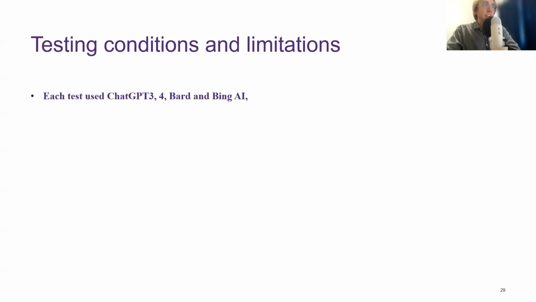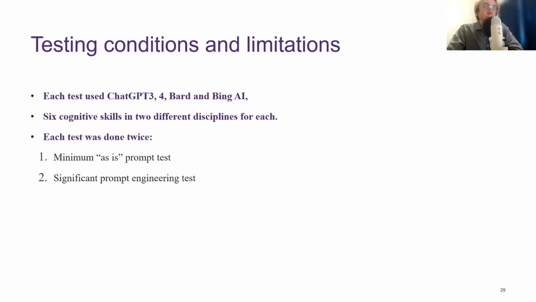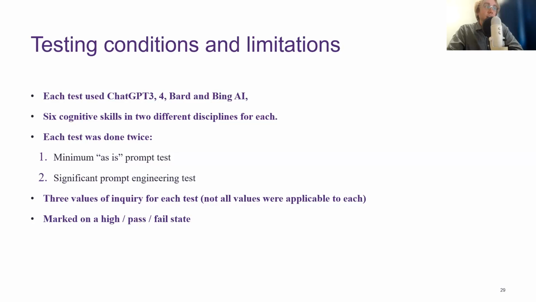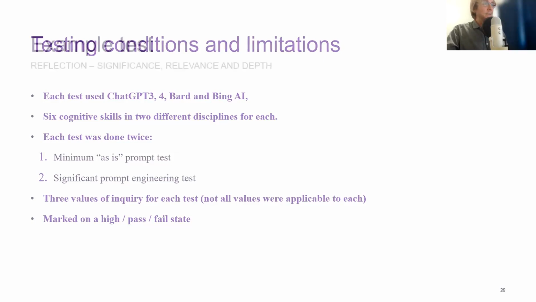So I used ChatGPT-3 for Google Bard and Bing AI. That's 6 cognitive skills in 2 different disciplines for each. Each test was done twice with the minimum and the maximum. 3 values of inquiry for each test, marked on a high pass and fail state, simply because it was a lot to mark. There's just an enormous amount of marking here.